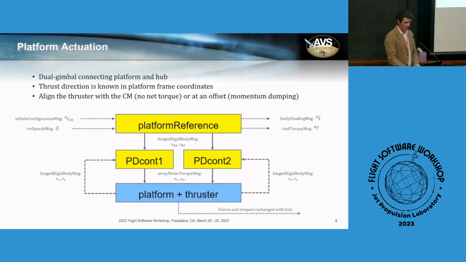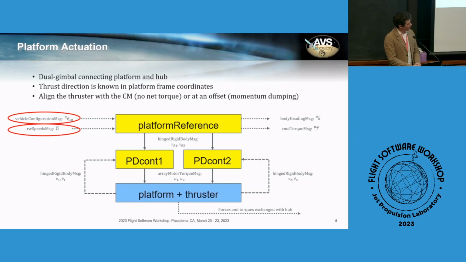So the pieces of information that go into this module are a vehicle configuration message, which tells us where the center of mass of the system is. Currently, we are cheating on this because we are assuming exact knowledge of where the center of mass is. Future work will involve estimating the center of mass as it evolves throughout the mission.